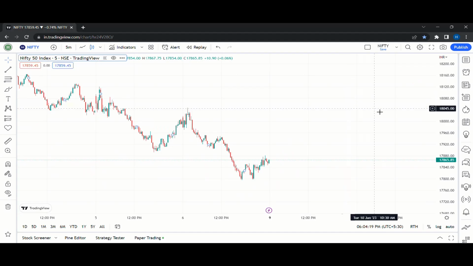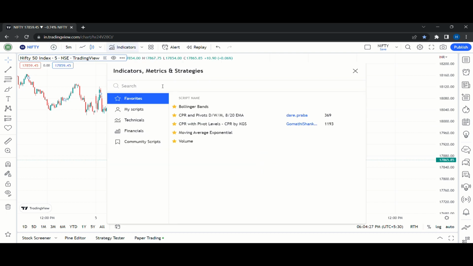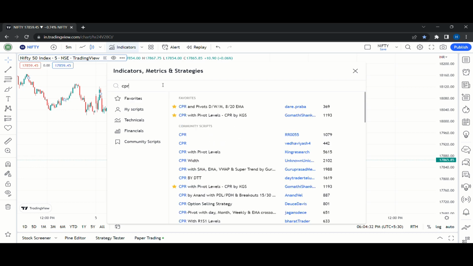How to set up CPR for intraday in TradingView. First, open the TradingView website. Then click on Indicators. Then in the search bar search CPR. Select CPR with pivot levels by KGS.